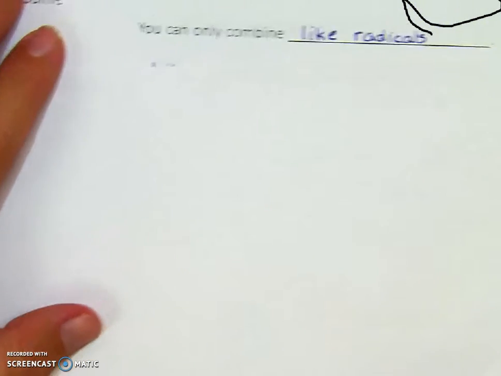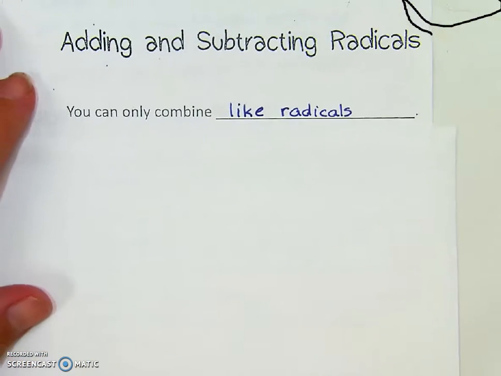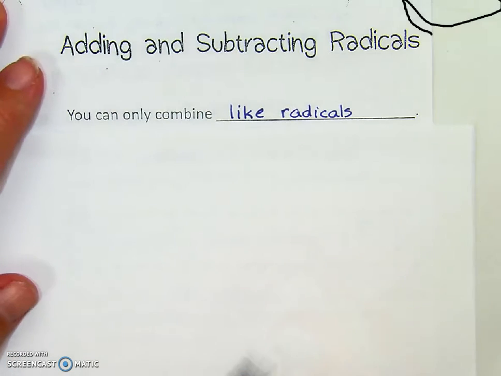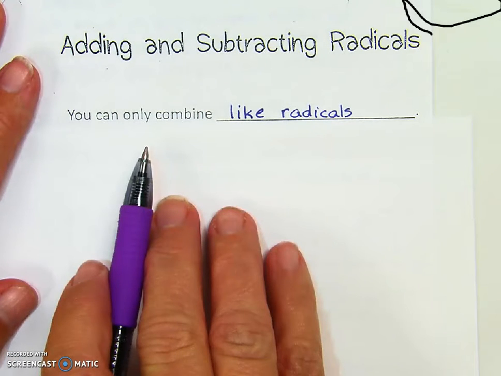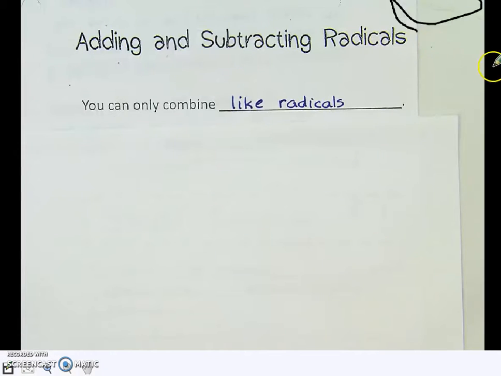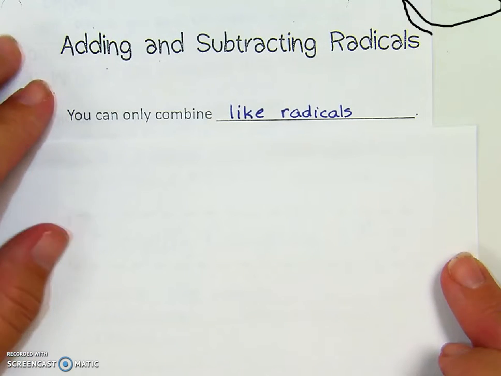So when we're adding and subtracting like radicals, I pretty much just told you what to do on that. You can only combine like radicals, just like we have like terms. And of course that just froze on me again, so hold on just one second. Okay, so we can only combine like radicals.